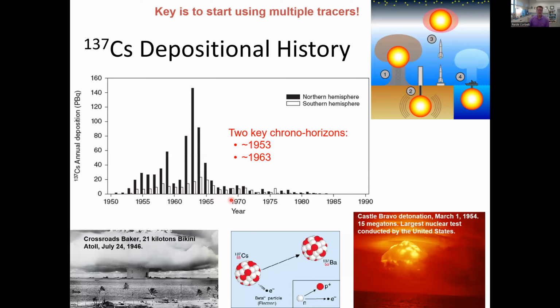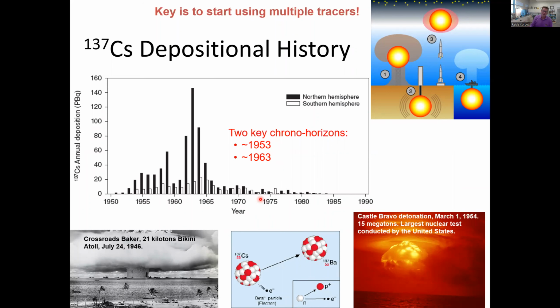So you can see that deposition history and the darker colors in the northern hemisphere much higher than in the southern hemisphere. And please remember that we are now beyond two half-lives for cesium-137 when it was initially introduced. And so the activities for cesium in many of the environments that we're measuring have declined significantly. However, there are two chronohorizons that we typically use for cesium: when it's first present in a core, which represents roughly 1953, and then the peak of cesium, which is 1963.